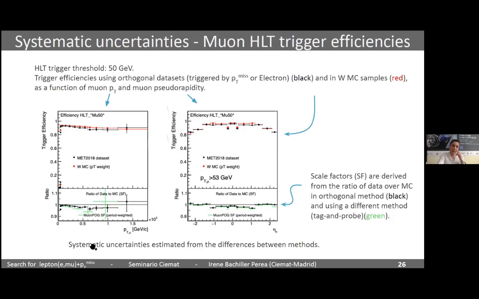On the left plot is as a function of the muon PT, and on the right as a function of eta. Then if we do the ratio of data over Monte Carlo, we get the ratio plot on the bottom in black with this method. And if we use a different method, the tag and probe, it is here in green. Looking at the differences between these two methods, we can infer the systematic uncertainties to the trigger efficiencies.